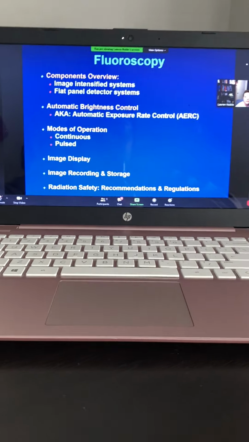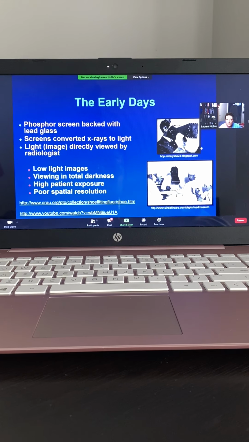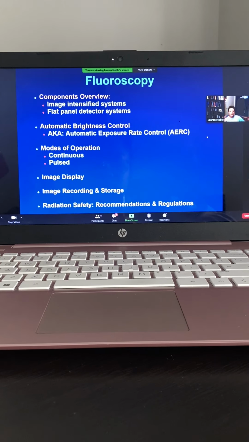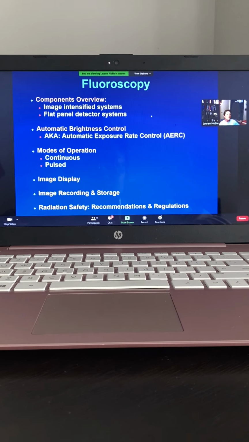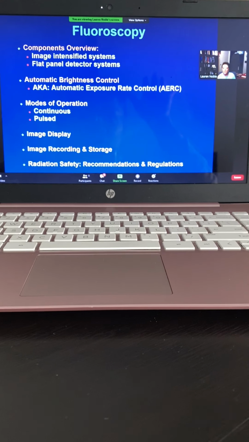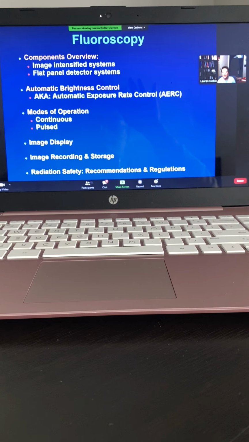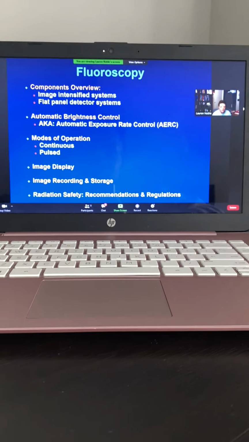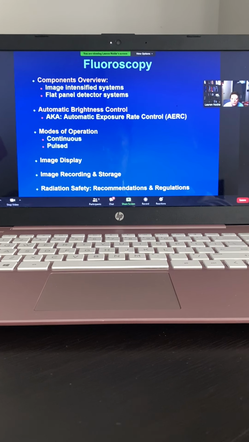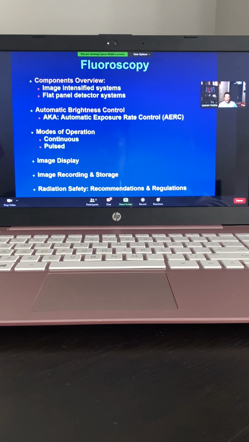Let's see. Let me get this to where I can see everyone as well. Oops. Okay, now I can see everyone. Okay. How many of you all have rotated through fluoro? Okay, so close to half of you. Let's see, we lost Taylor. Okay. All right, so there she is.